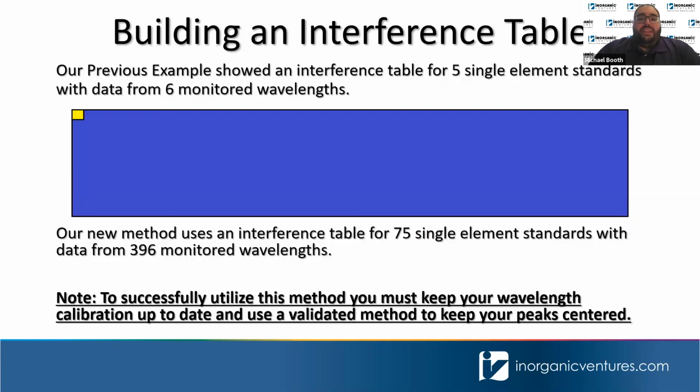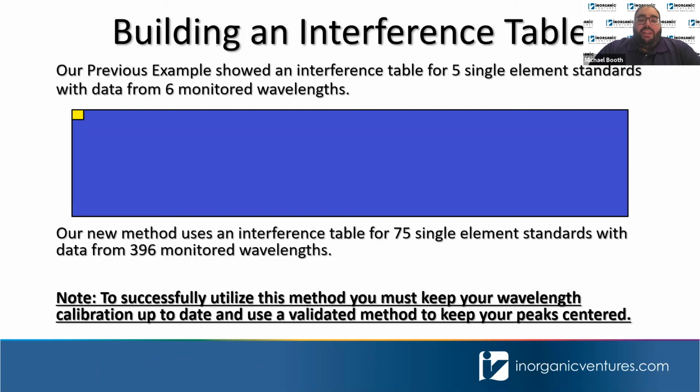So you can take this just as an example and build your own interference table for your method, whatever your method may be. This blue and yellow block is a to-scale model of what I just showed you in the previous slide and what we've done in our lab. That yellow portion in the top left-hand corner is the interference table I just showed you on the previous slide. The interference table we built for our method is the blue block.